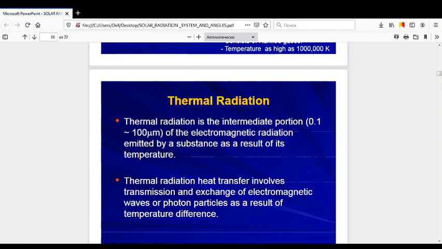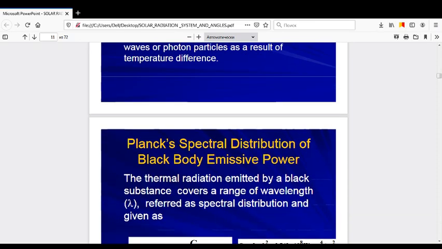the temperature difference. So this is how the sun rays come: the thermal radiation is the intermediate portion, 0.1 to 100 micrometer, of the electromagnetic radiation emitted by a substance. The thermal radiation heat transfer involves transmission and exchange of electromagnetic waves.